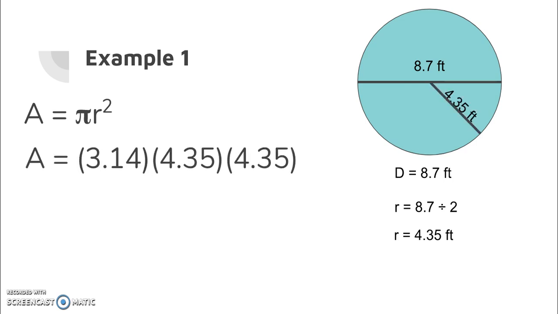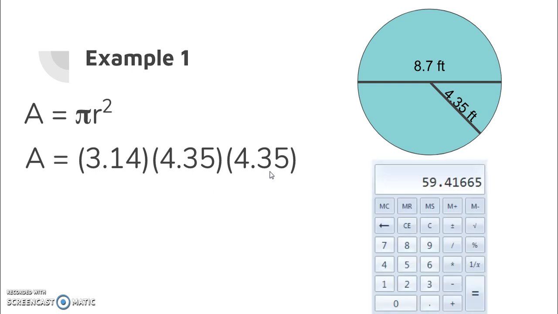So now I write out the formula again, except this time for pi I write 3.14, and then I write the radius times the radius. And now I just put it in the calculator. And when I put this in the calculator, here's a picture of the calculator I used, and you see that there's all these numbers back here.